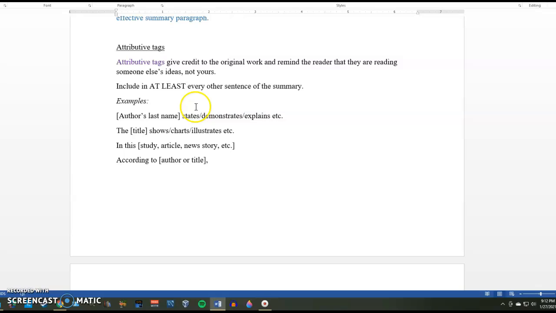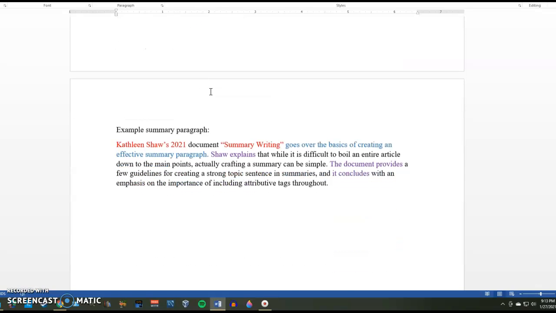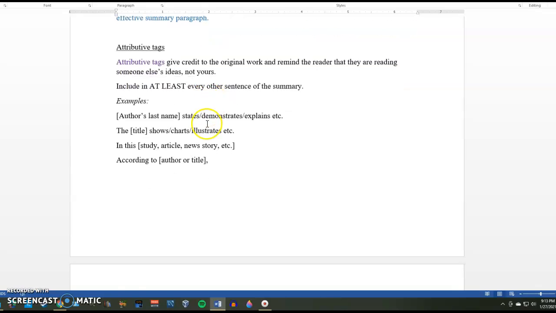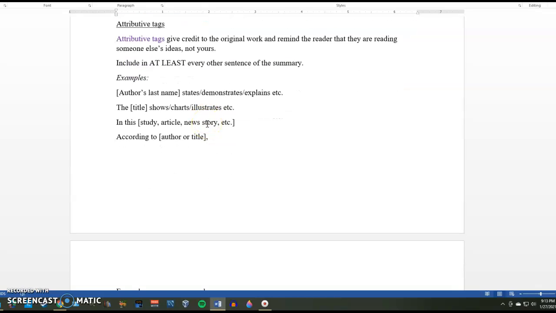So include one in at least every other sentence of the summary. You might think that that sounds crazy. In the sample that I have down here, I put one in every single sentence. If you switch them up and you don't just say "according to" every single time, if you change them up, following some of the examples down here, nobody's going to notice that you have them in every single sentence. So at least every other sentence of the summary. These keep reminding the reader that they're reading somebody else's ideas.